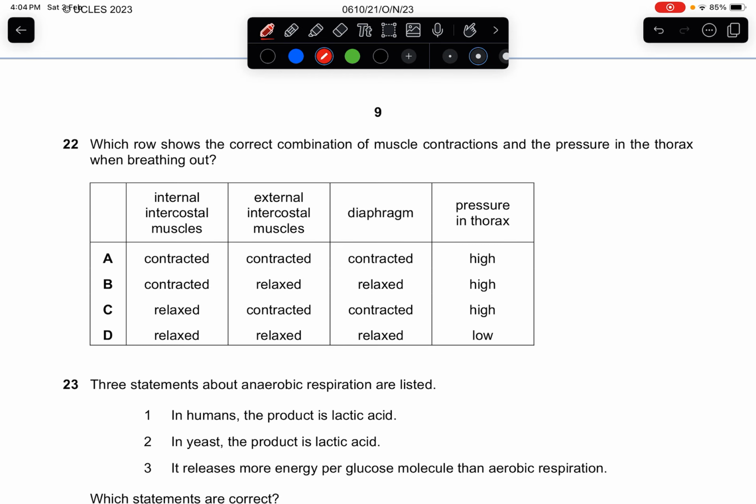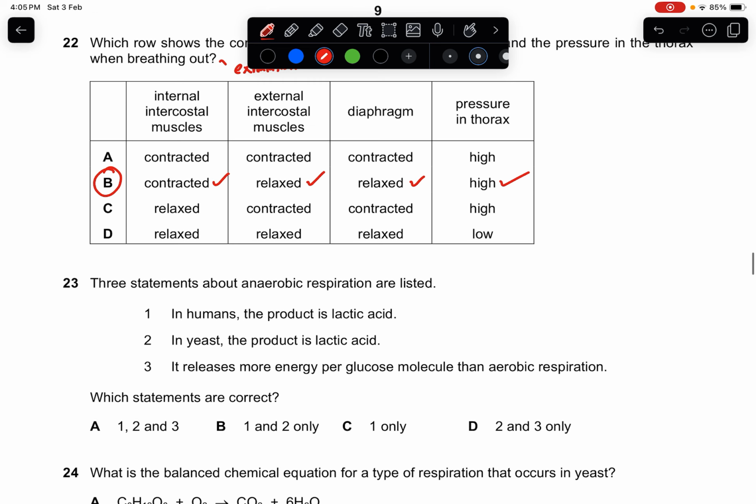Question 22. Which row shows the correct combination of muscle contraction and the pressure in the thorax when breathing out? So this is exhalation. So when you exhale, the intercostal muscles will begin to contract, and you know that muscles are antagonistic muscles, that one contracts and one relaxes, so this one is correct. The diaphragm is relaxed and the pressure in the thorax becomes higher, so the answer is B.